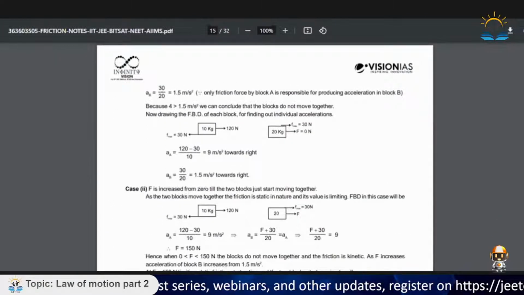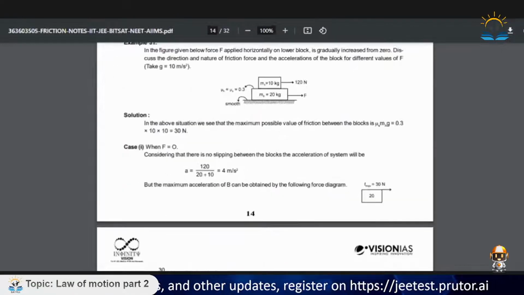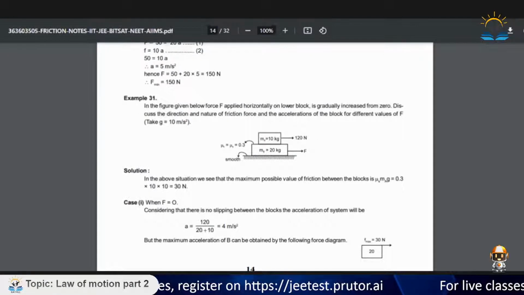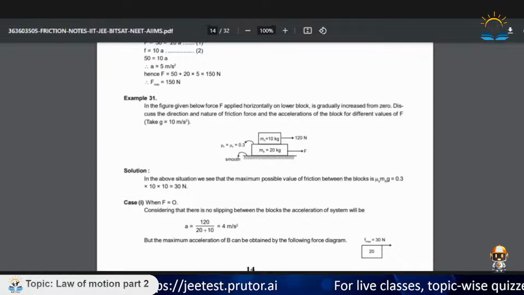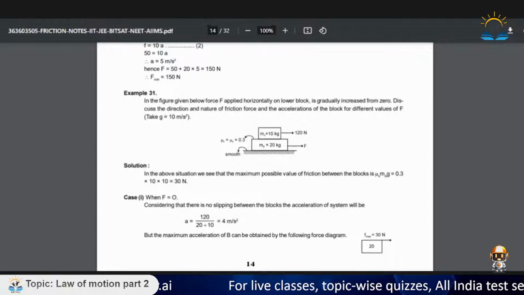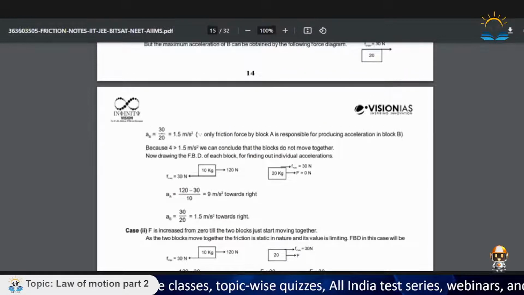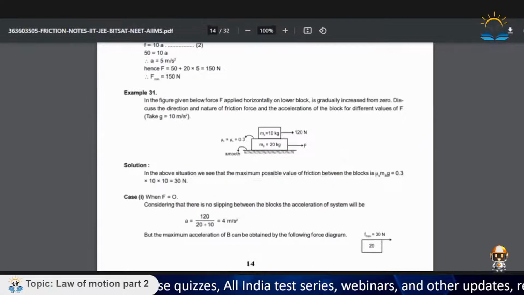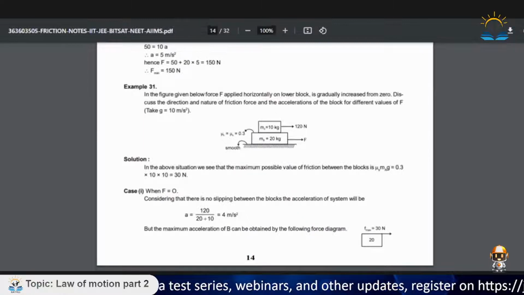Now case 2, when F is increased from 0 till the two blocks just start moving together. Suppose at which value of F will the two blocks start moving together. Initially, we know that the two blocks are moving with different velocities. Block A was moving with 9 meter per second and block B with 1.5 meter per second to the right. Suppose for a value of F, these two blocks start moving together.